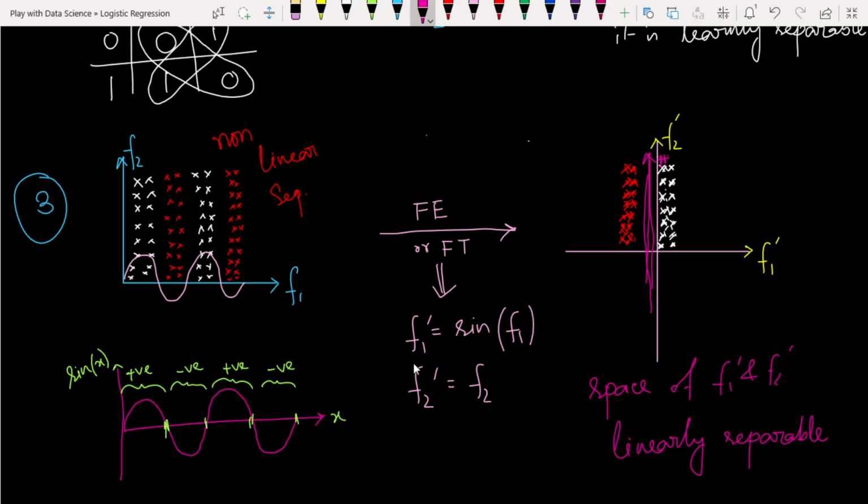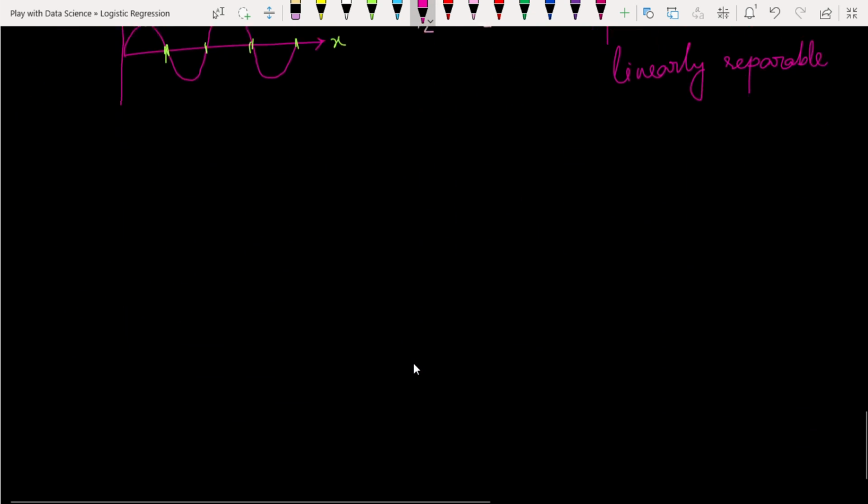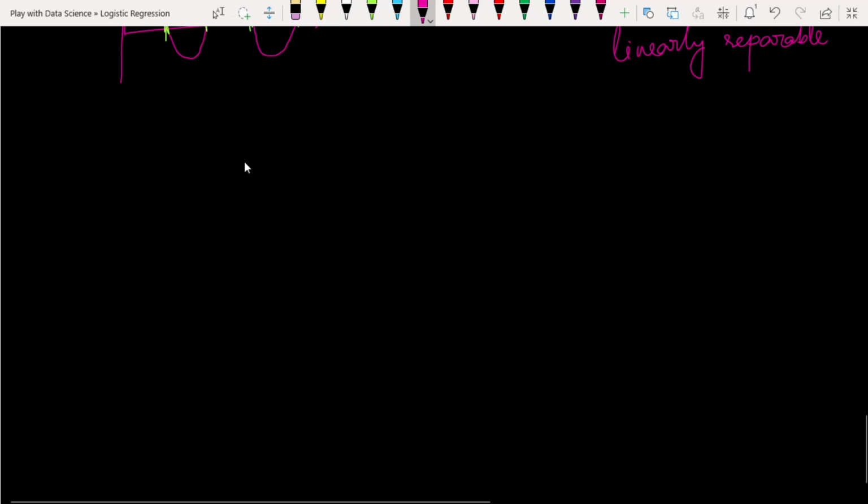Now it totally depends on your creativity, your practice, and your visualization of the data. How you visualize, how you analyze, and your mathematical skill, it is totally up to you. Okay, there are various types of real valued feature transformations. Just write them down one by one: typical transformations for real valued features.